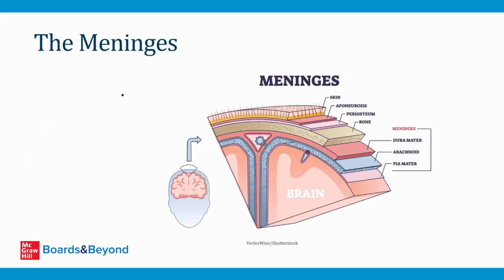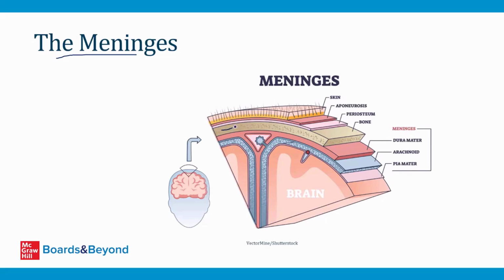So before we can talk about specific types of intracranial bleeding, we have to review the meninges, which are 3 membranes that cover the brain inside the skull. And the reason the meninges are important to intracranial bleeding is because the different types of bleeds occur at different spots relative to the 3 meningeal layers. So let's take a look at this image on the slide here.